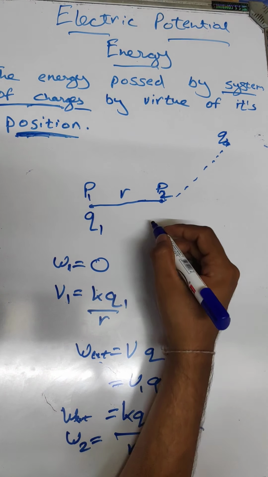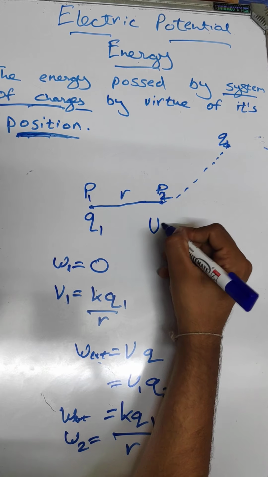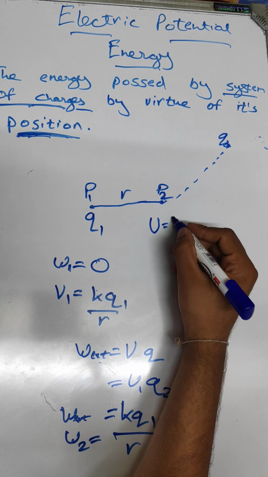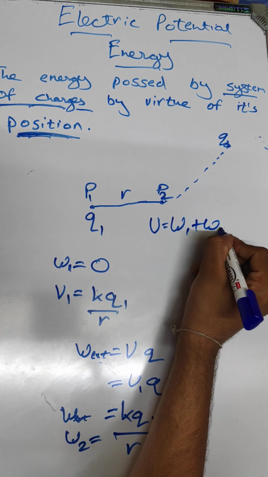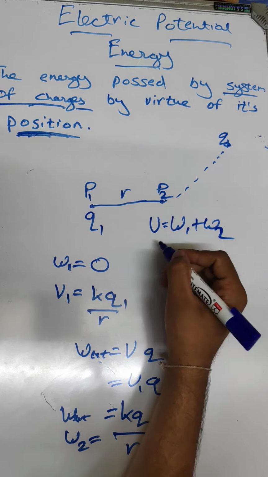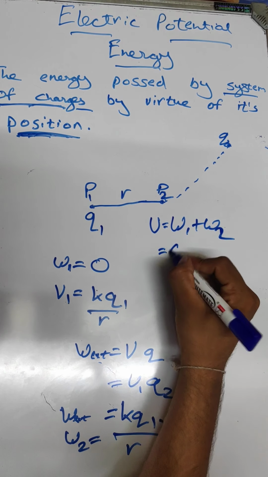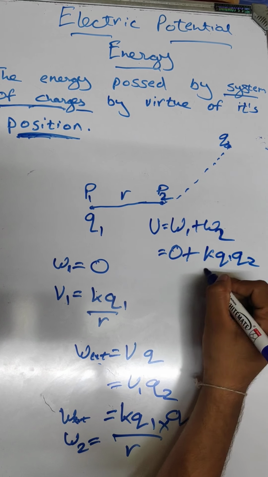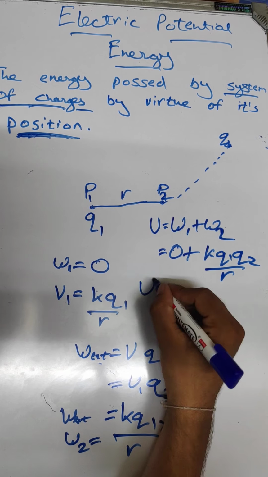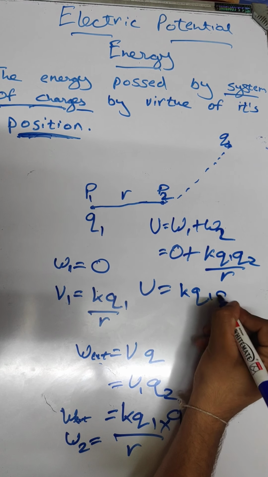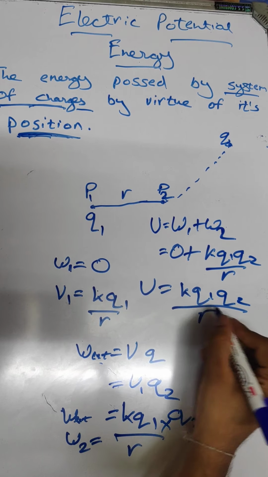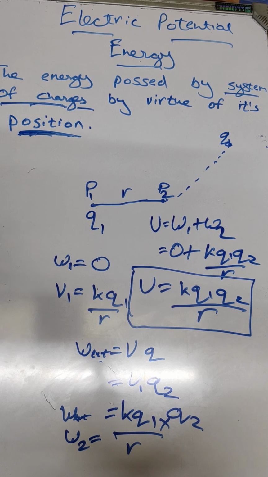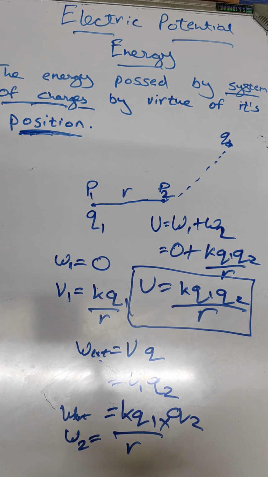Now the total potential energy of any system is the total work done to bring the system of charges into any configuration. So we can write the work done for bringing charge 1 and the work done for bringing charge 2. We know W1 is equal to 0 and W2 is equal to KQ1Q2 by r. So the total potential energy of the system will be equal to KQ1Q2 by r. This is the formula for potential energy for a system of two charges. I hope this is clear to you.